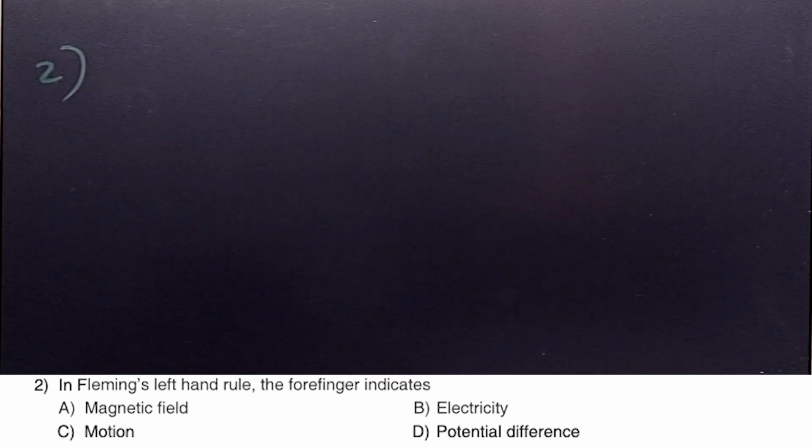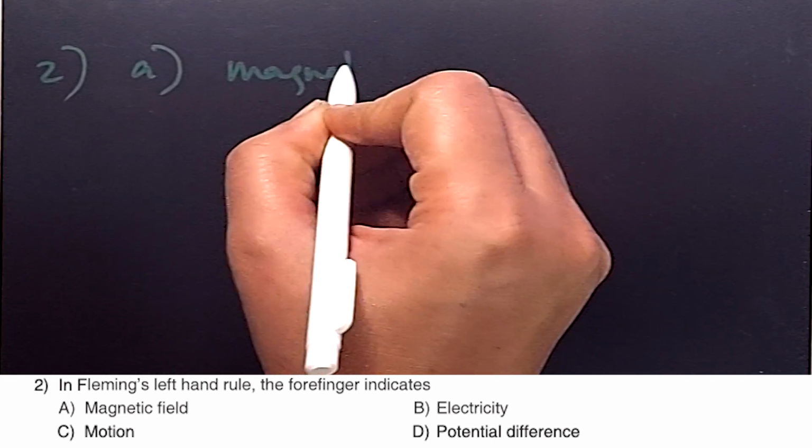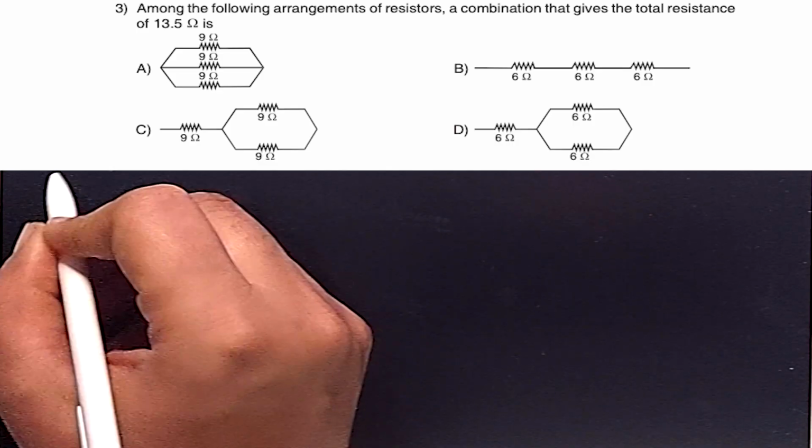Second question. In Fleming's left-hand rule, the forefinger indicates: option A, magnetic field; option B, electricity; option C, motion; option D, potential difference. The correct answer is option A, magnetic field. Coming to the third question.